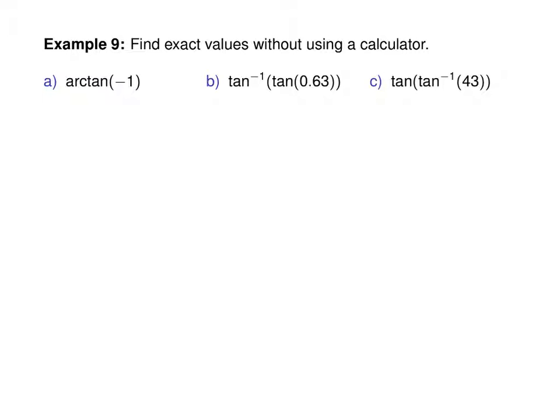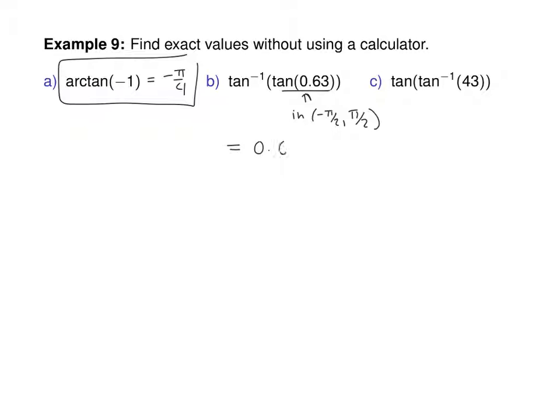So what is arctan of negative 1? Negative pi over 4. Here, the only restriction was that this needed to be in negative pi over 2 to pi over 2. Is that true? Yeah, so that can cancel and just give us 0.63. This one had to be in all real numbers. So is 43 a real number? I ain't seen no i. That's 43.